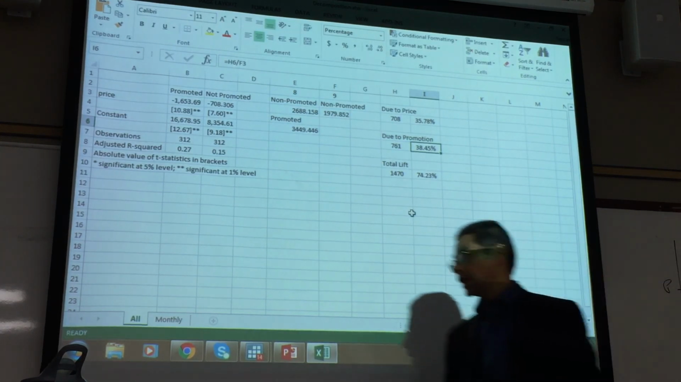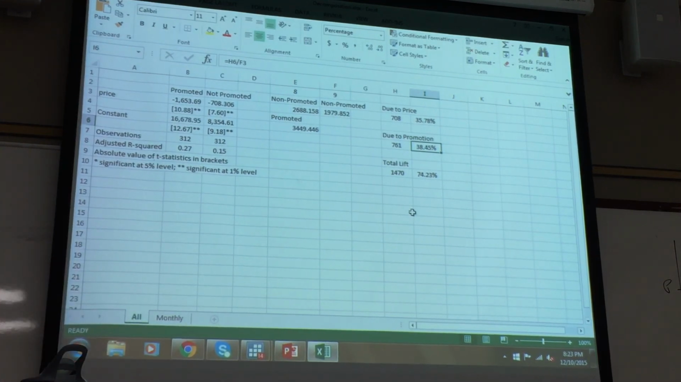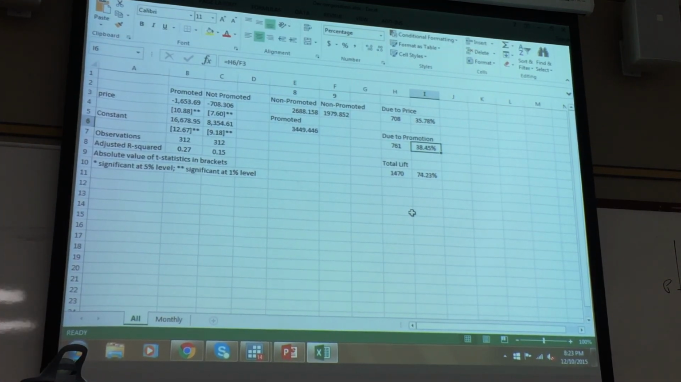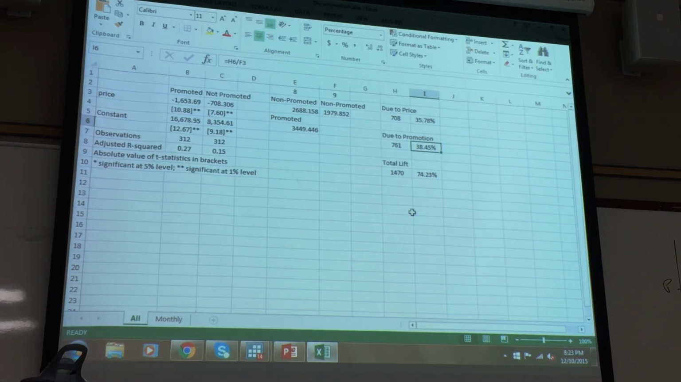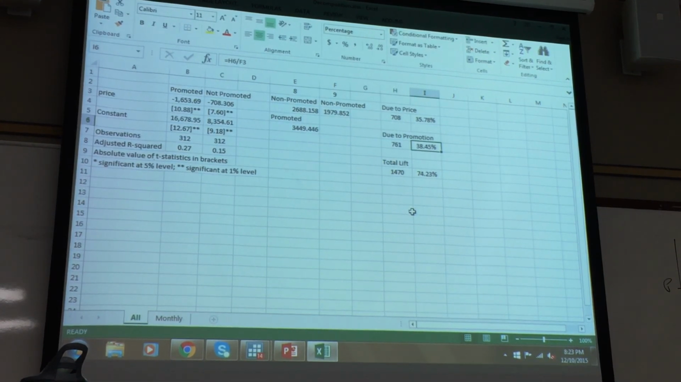The non-promoted. Our starting point is non-promoted demand at the non-promoted price is here. So what's this divided by that, and then what's that divided by that? And the picture's a little bit misleading because this is probably bigger than those. Make sense? A little bit? Yeah. Perhaps?